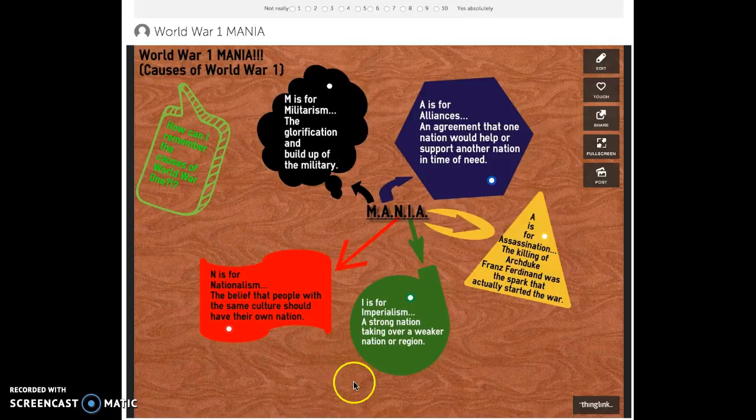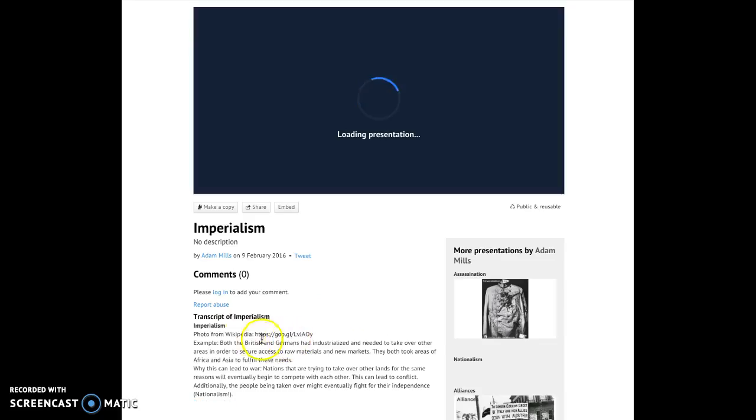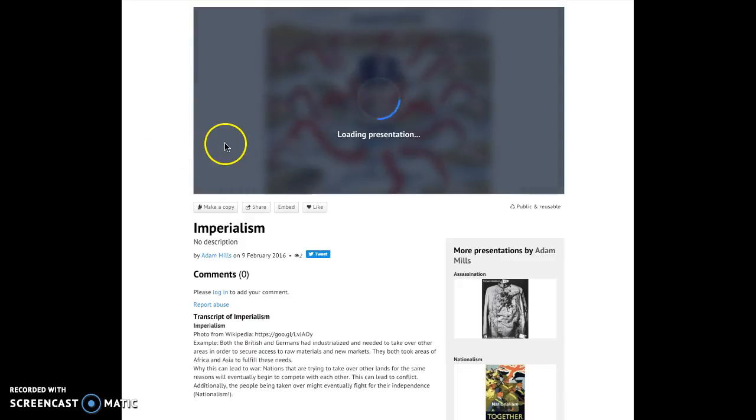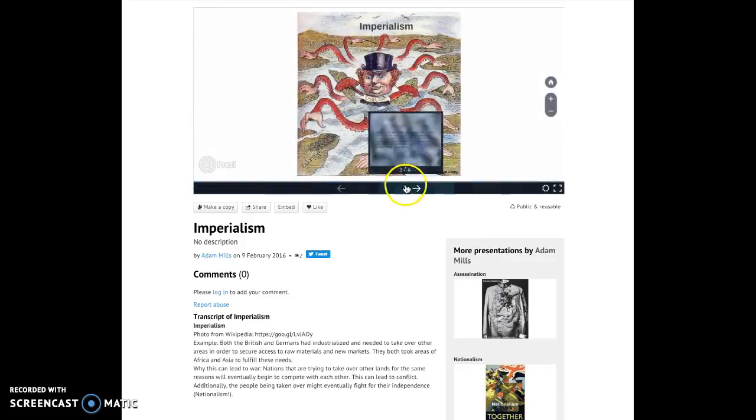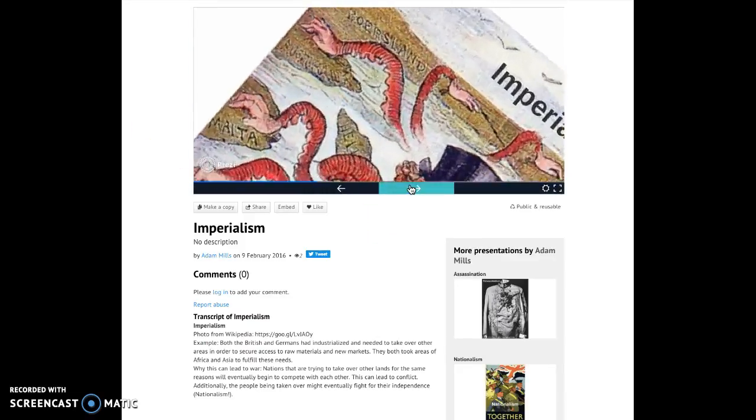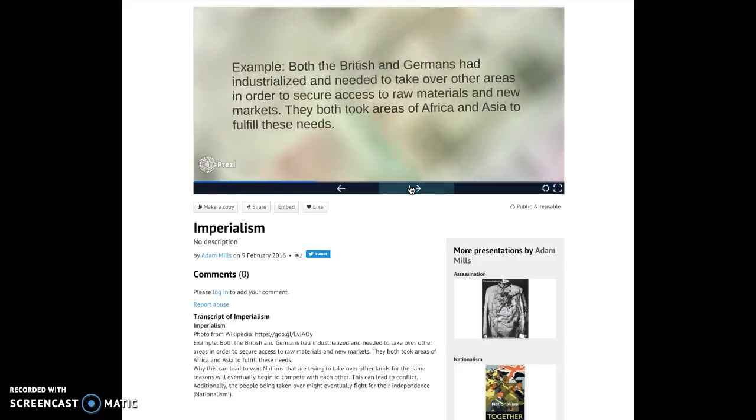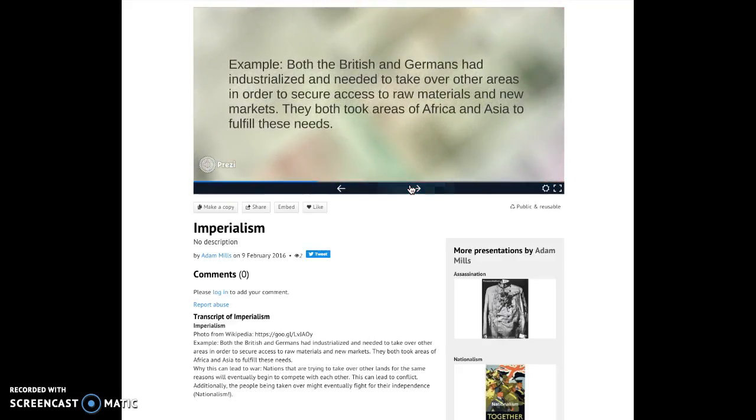I is for imperialism. This is when a strong nation uses their power to take over a weaker nation or area. For example, we can look at Britain and Germany, who had both industrialized prior to World War I. They needed natural resources to feed the factories their economies were now relying on and keep production high. In order to obtain these natural resources, they took over weaker lands in Africa and Asia.